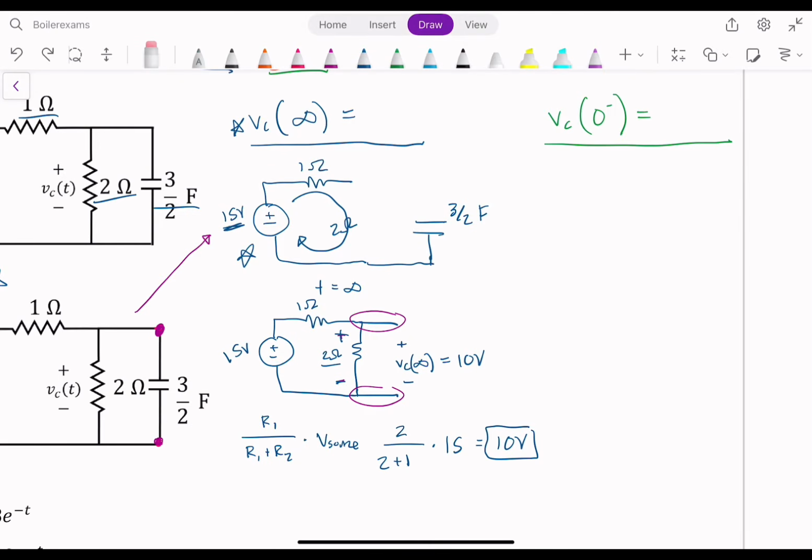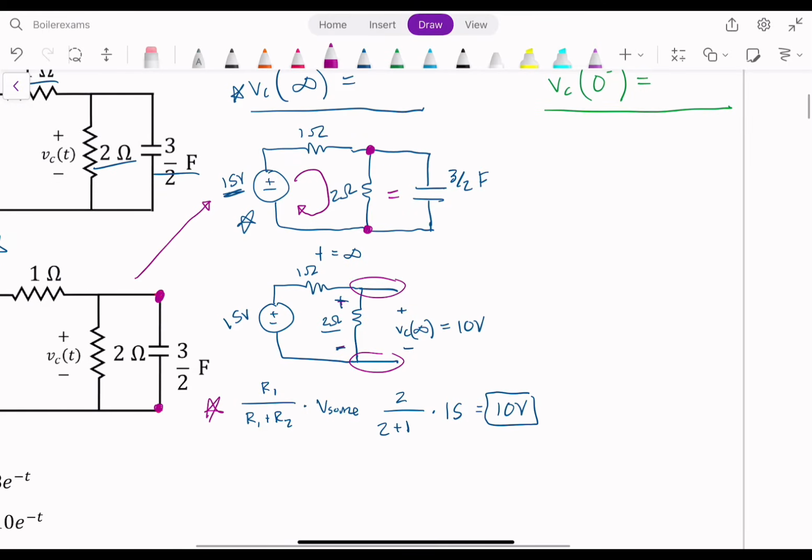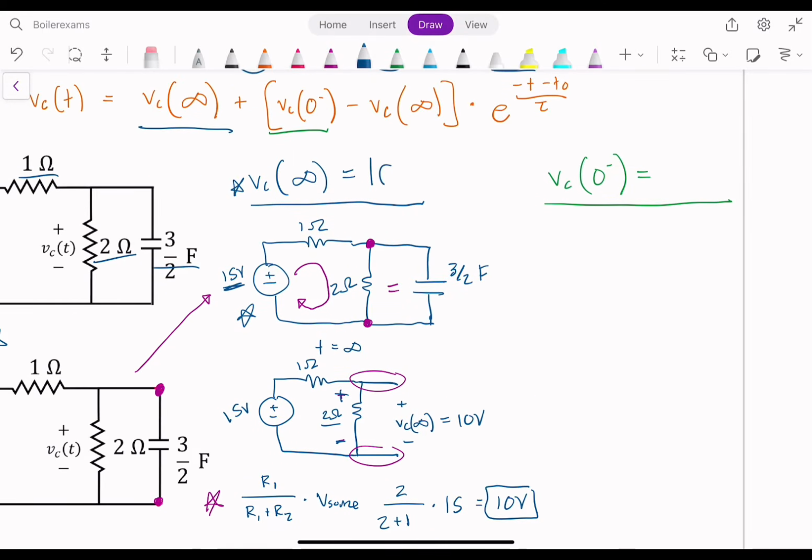Okay, sorry. So in order to perform voltage division here, because we know that the voltage across that resistor will be equal to the voltage across this capacitor, we can just do voltage division. That's what we did. Enough said. V sub c of infinity, 10 volts.